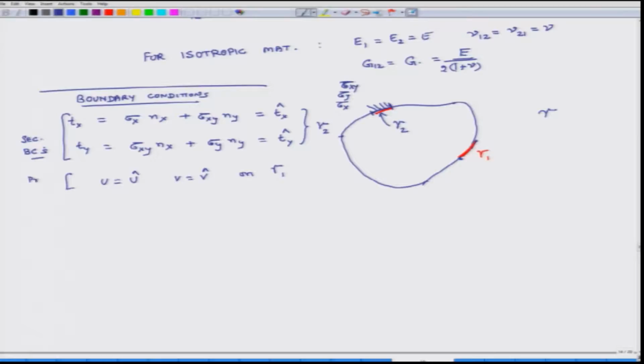These are primary variables and these are secondary variables. The hat indicates it is already known and specified. So, this is what the boundary conditions are.